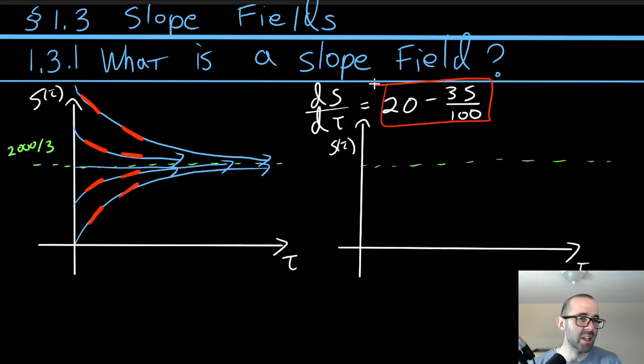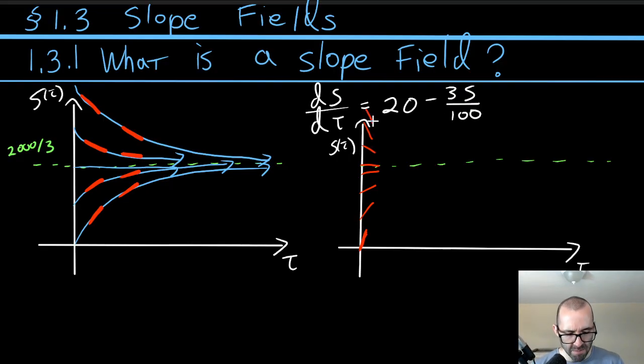According to this equation, we could plug in different values of s. We plug in s equals 0, we got 20. As s gets bigger, the slope is getting smaller, right? So we could plot a bunch of slopes for different values. When s is at the equilibrium point, the slope will be 0.